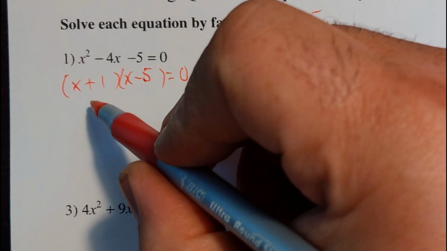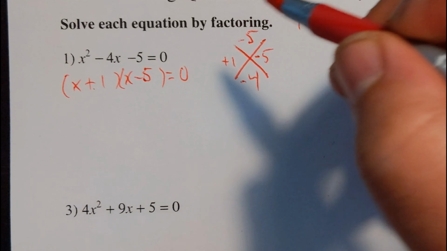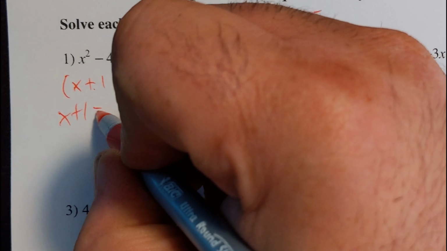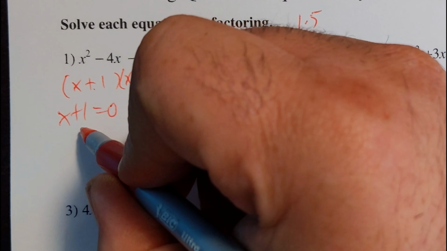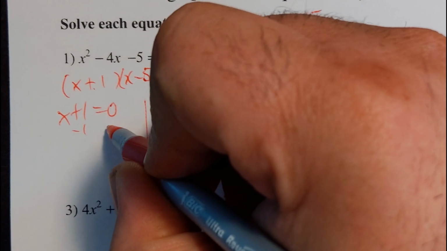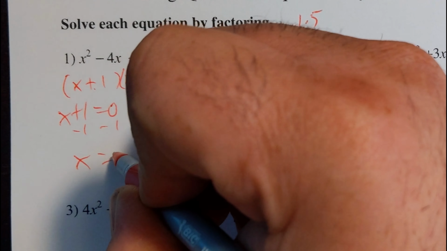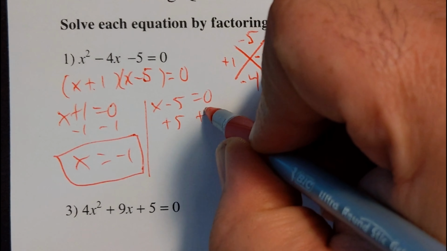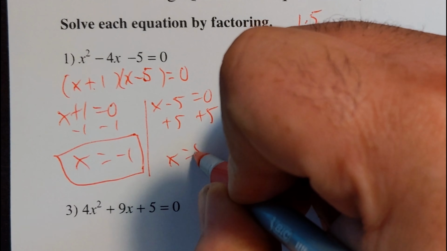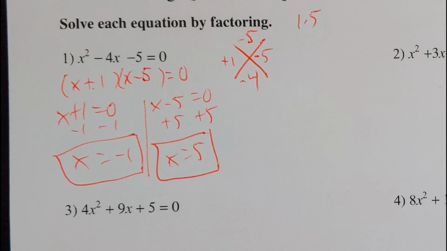And then now you can make each one of these factors equal to 0, so you go x plus 1 equals 0, and x minus 5 equals 0. Over here, you're going to subtract 1 from both sides. And on the other part, you're going to add 5 to both sides. And there's your two answers.